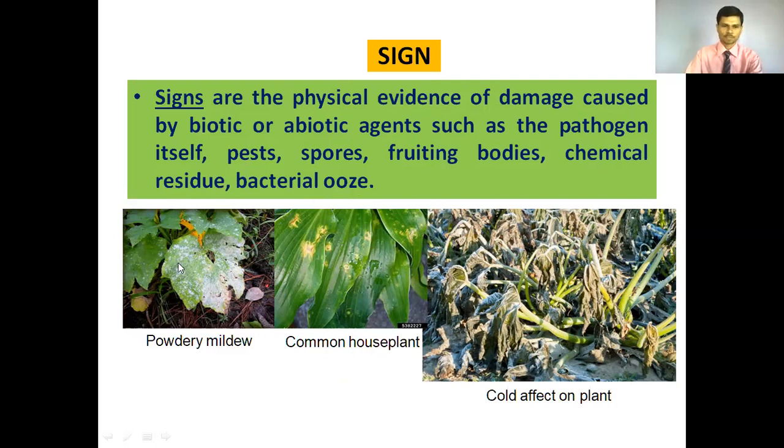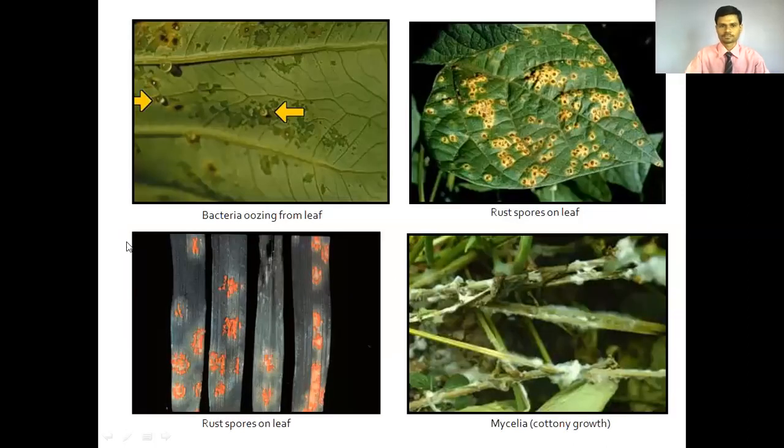Here we can see powdery mildew on cucurbits, a common incidence on household plants. Here we can also see this sign. Then, due to the cold atmosphere, the plant gets affected. Here we can see the bacterial secretion oozing out of the host. Then rust spores on the leaf. Here we can see rust spores, brown colored rust spores.